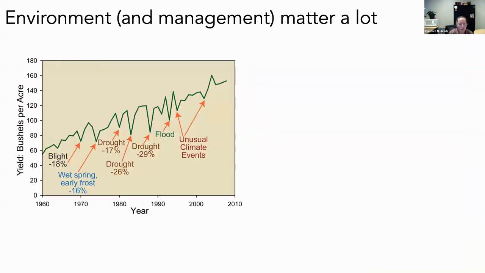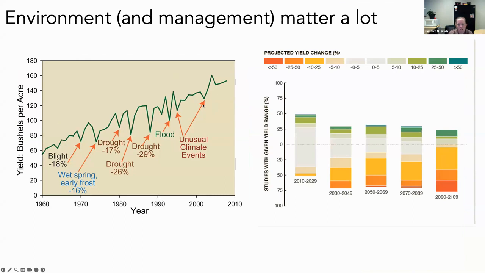And so while we saw that continuous yield increase over time a few slides back, if you zoom in, there are these low years. Those low years are the results of droughts, floods, and other climate events. Again, modeling has shown predictions that these are going to increase in severity, and the projected yield changes are only going to increase over time.